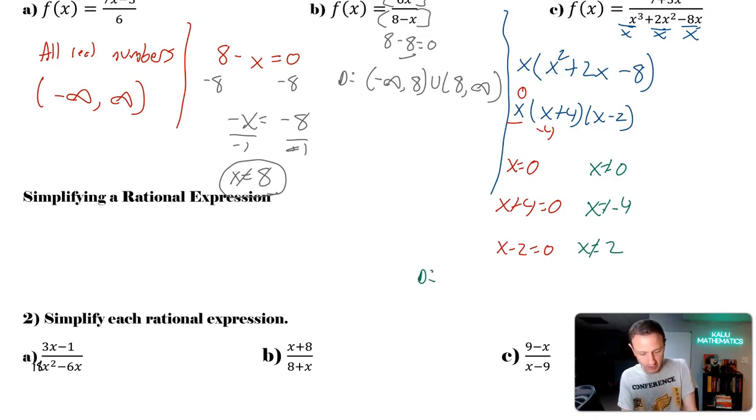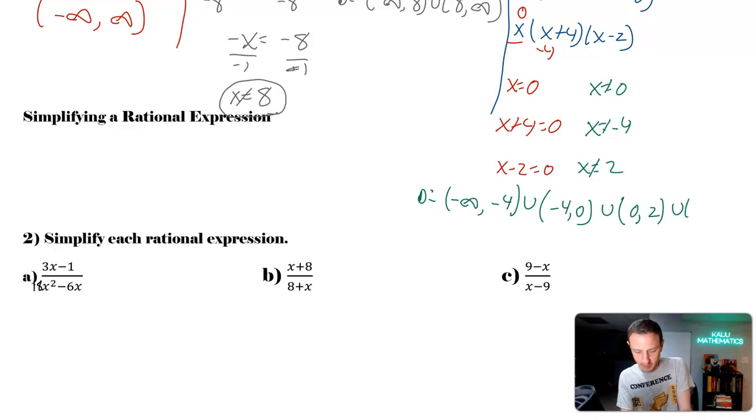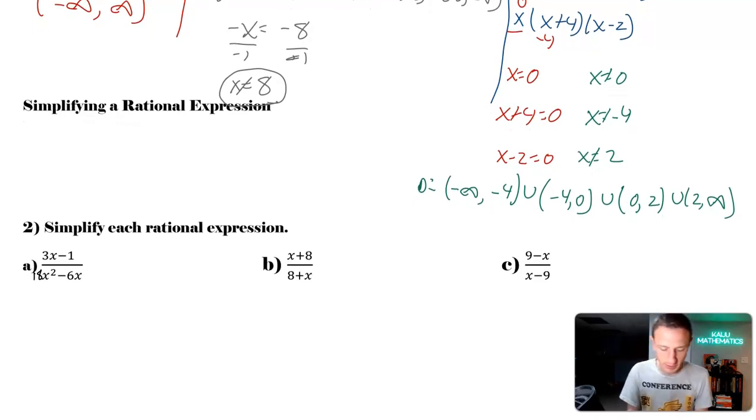So the interval notation here is we're going to go from -infinity to -4. That's my first value. Union with, then I'm going to go from -4 to 0. Union. Then I'm going to go from 0 to 2. Union. From 2 to infinity. So there is my domain. It exists everywhere besides when x equals 0, x equals -4, x equals 2.